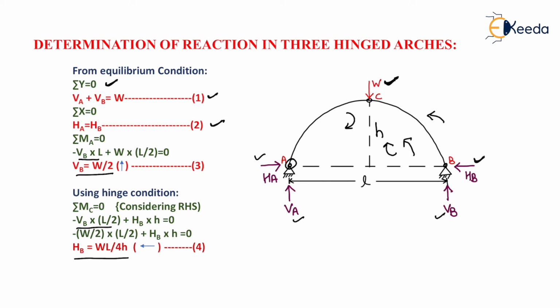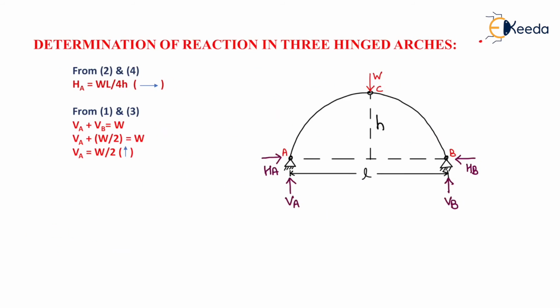Now by using equations 2 and 4, we will have HA equals WL upon 4H. Now from equations 1 and 3, we will get the value of VA equals W by 2 acting in the upward direction. So we have calculated the value of VA, that is W by 2, as well as VB, which equals W by 2, and HA and HB will be equal to WL by 4H. In this way we use all the equilibrium conditions to calculate all the support reactions, that is VA, VB, HA and HB. That is all about the three hinged arch. Thank you very much, students.